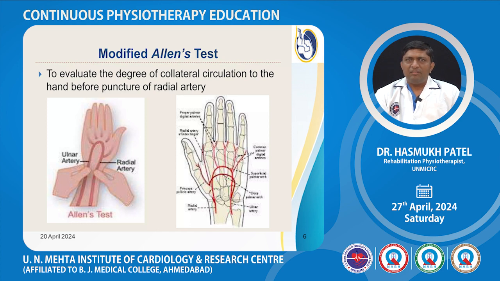Within 5 to 15 seconds, flushing occurs on the hand. If it occurs within 5 to 15 seconds, then the test is positive, so you can puncture the radial artery. If the test is negative, then you cannot puncture the radial artery.